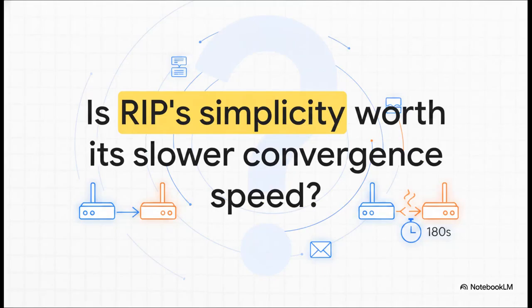And that brings us to our final thought for this explainer. We've seen exactly how RIP works, how it completely relies on hop counts, and how those timers function. But I really want to leave you with this question. Is RIP simplicity actually worth its slower 180-second convergence speed in a modern network? I highly challenge you to take this question into your next Packet Tracer assignment. Build a multi-router network, introduce a link failure, watch how RIP adapts, and then see if your curiosity leads you to compare it against faster, more complex protocols like OSPF.